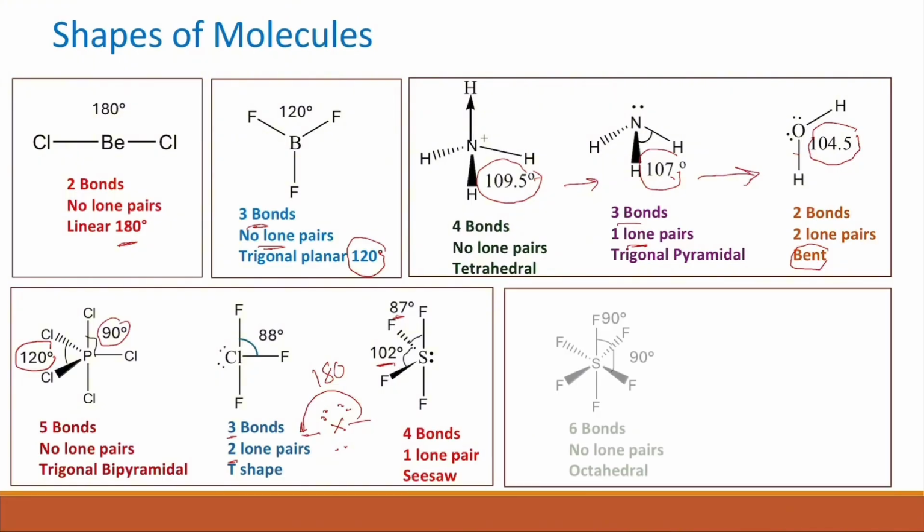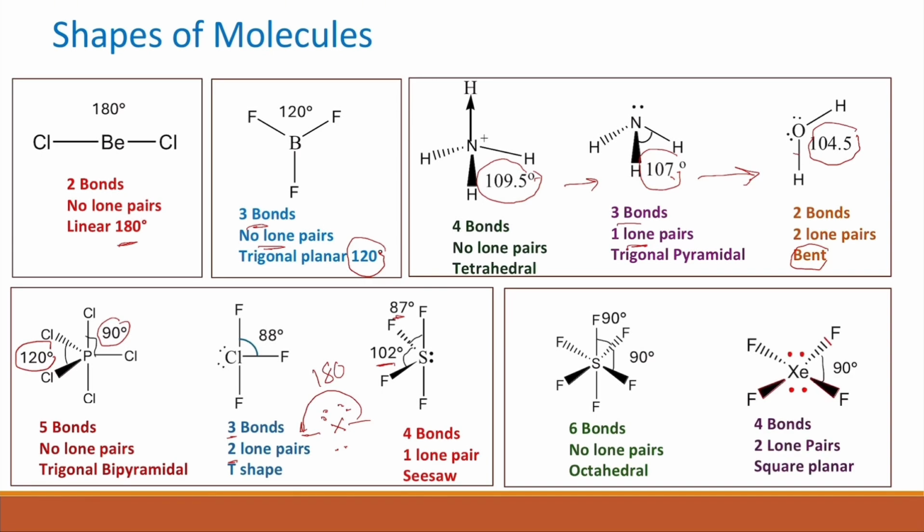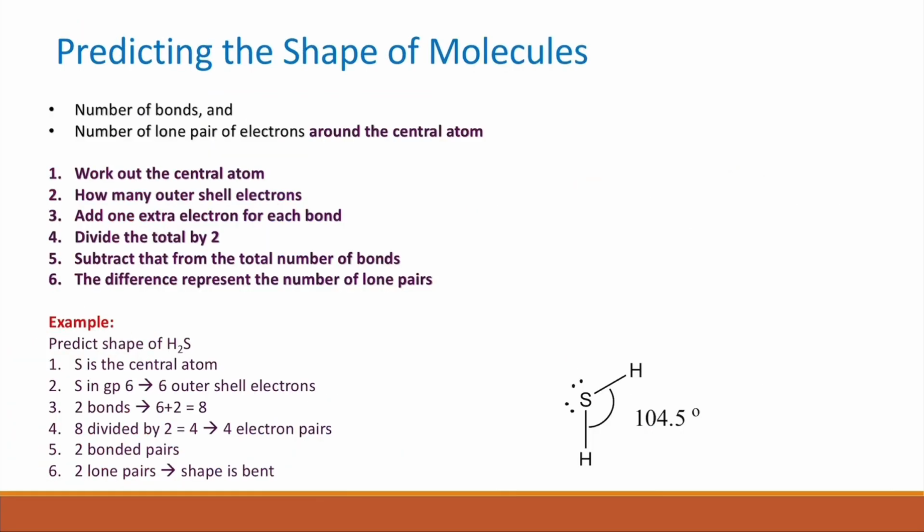And then finally, if we have six pairs, we could have six bonds and no lone pair. It's going to be octahedral and the bond angle is 90. And we could have four bonds and two lone pairs. It's going to be square planar and the bond angle is going to be 90. How to predict the shape of the molecule? To determine the shape of a molecule, you need to follow the following steps.